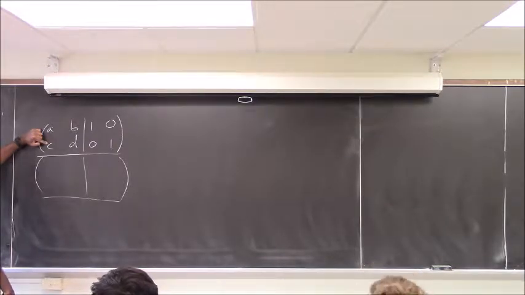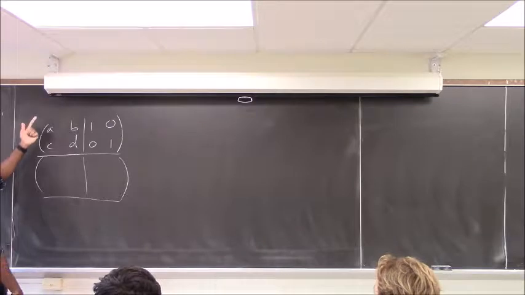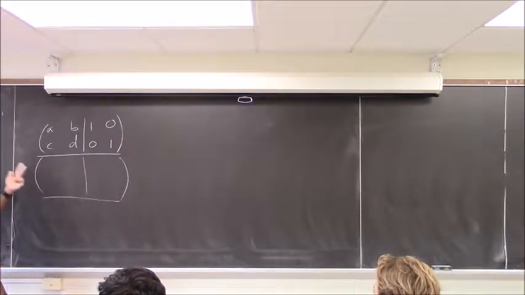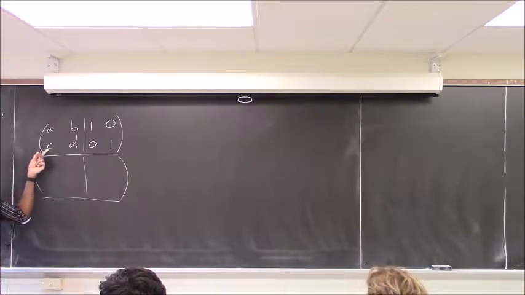Subtract C. How would you subtract C? Did you forget the moves we can do? You can swap rows. You can multiply a row by a non-zero constant. You can add a multiple of a row to another row. Anything else you do is illegal. Using only those 3 moves, how do I get a 0 here?